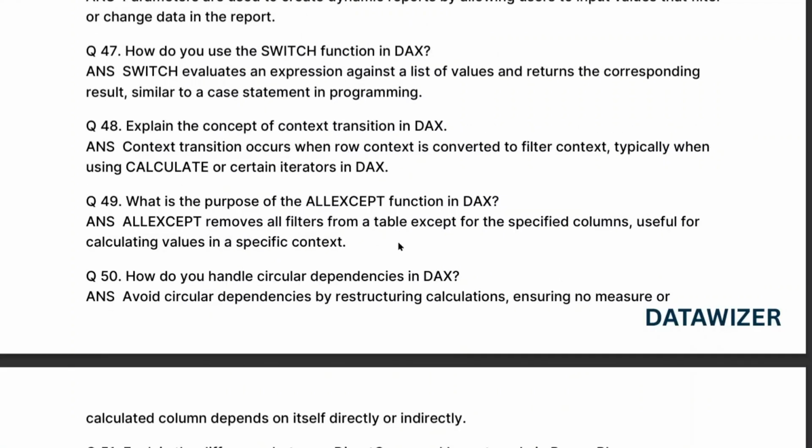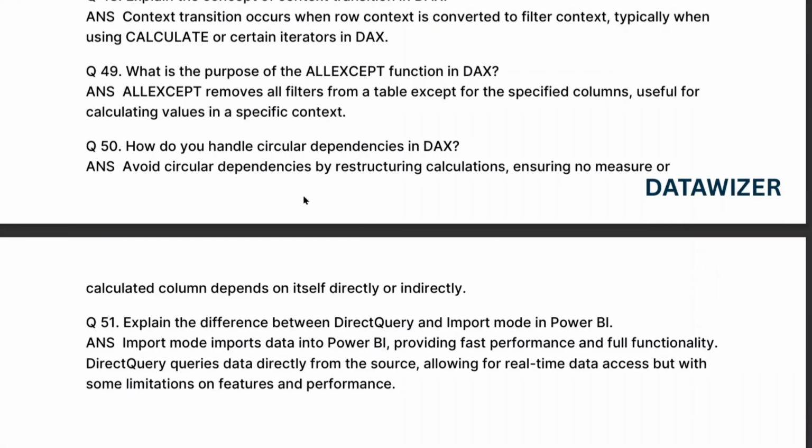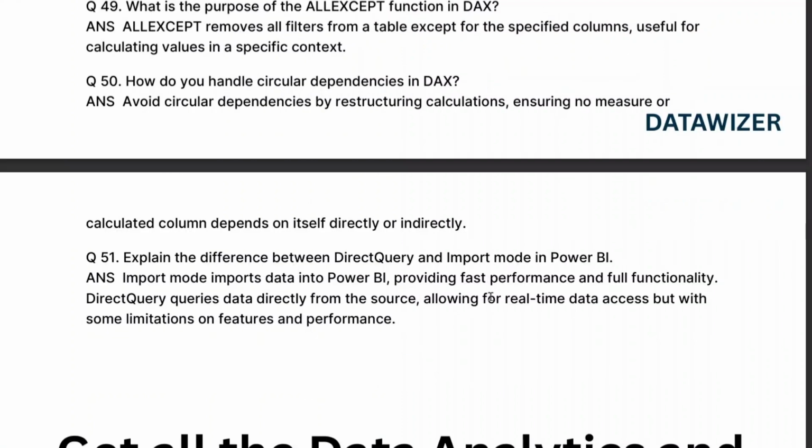What is the purpose of the ALLEXCEPT function in DAX? ALLEXCEPT removes all filters from a table except from the specified columns, useful for calculating values in a specific context. How do you handle circular dependencies in DAX? To avoid circular dependencies, you need to restructure the calculations and ensure no measure or calculated column depends on itself directly or indirectly. Explain the difference between DirectQuery and Import mode in Power BI.